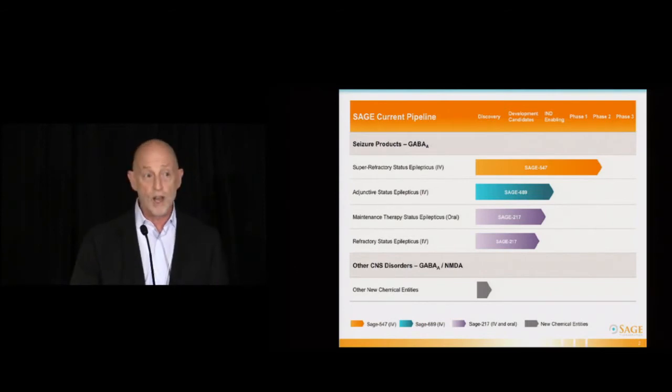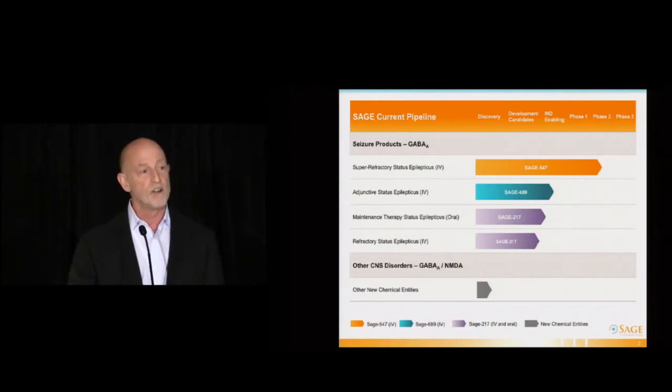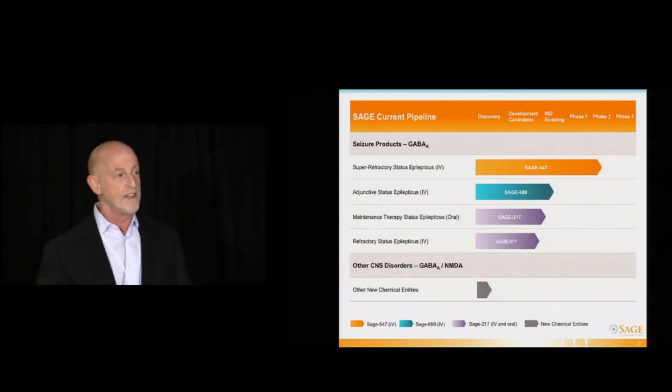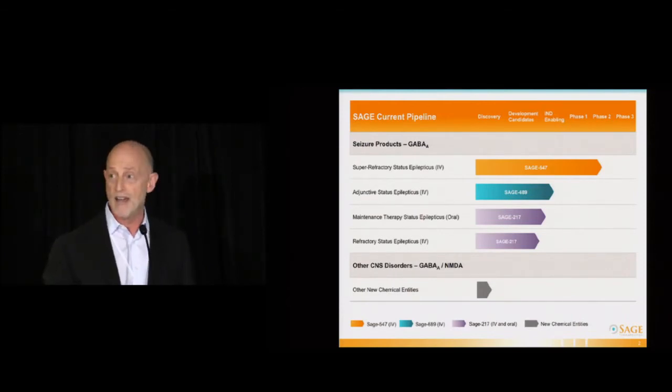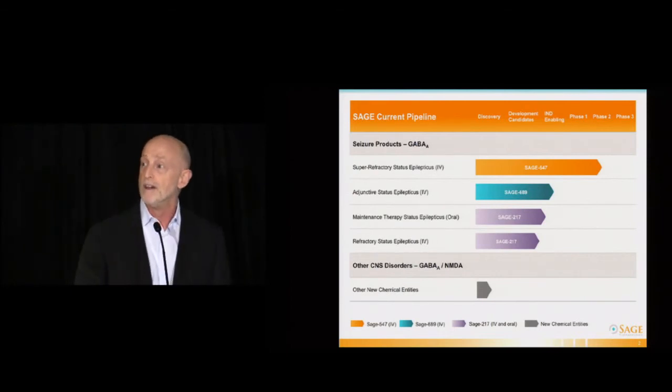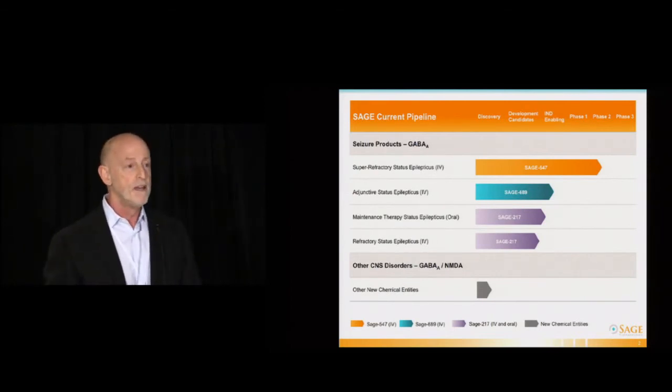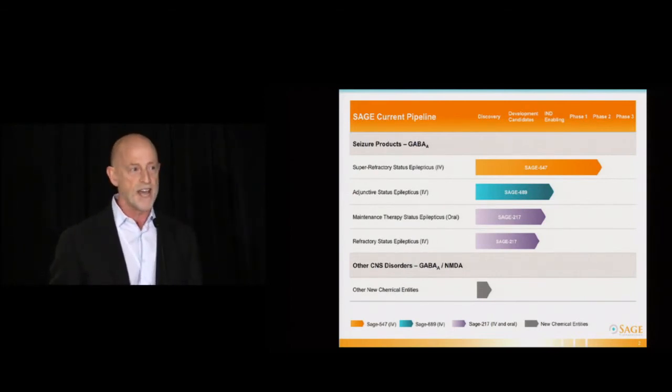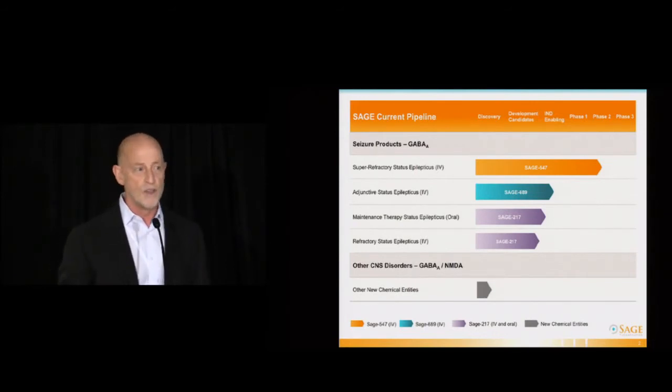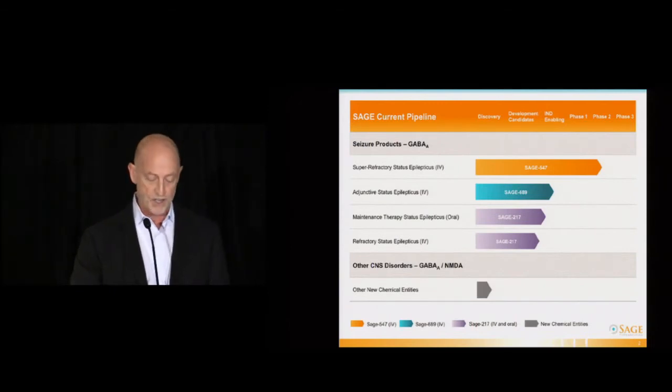Our lead compound and all of our compounds are positive allosteric modulators of GABA. They all work at the alpha-1 and the alpha-4 extrasynaptic site, which we think mechanistically differentiates our molecules from other molecules currently available. Sage 547 is an intravenous adjuvant therapy under development for superrefractory status epilepticus. And those are the data that I'll share with you towards the end of this talk.